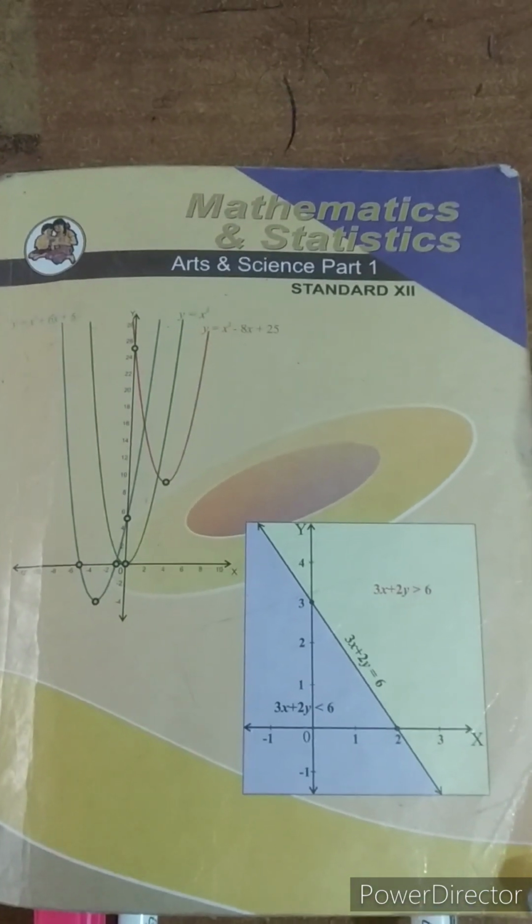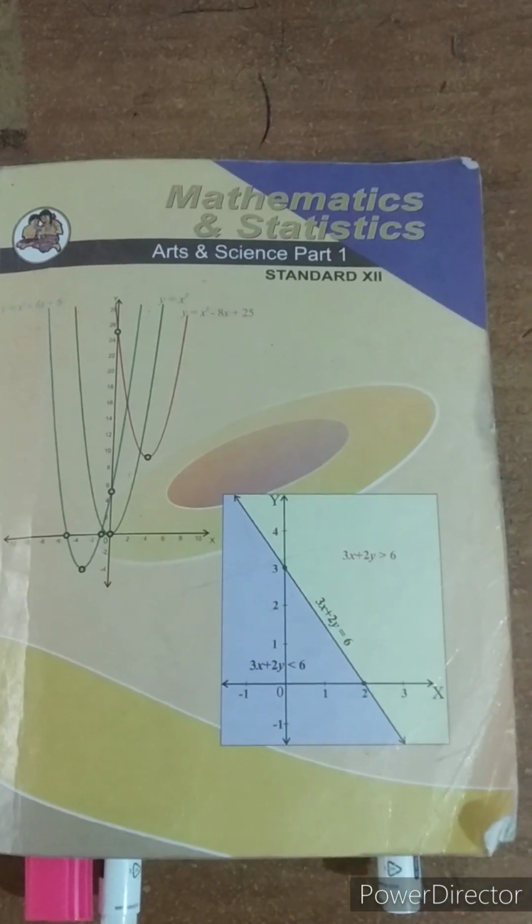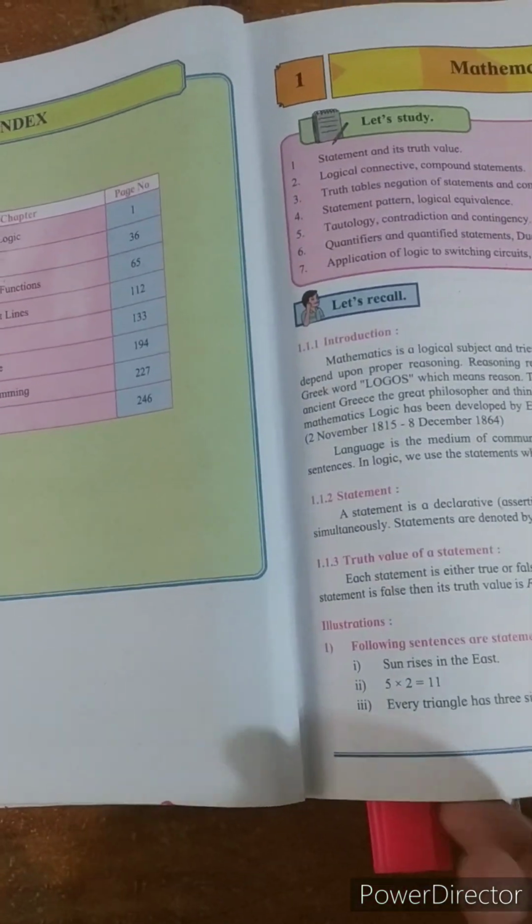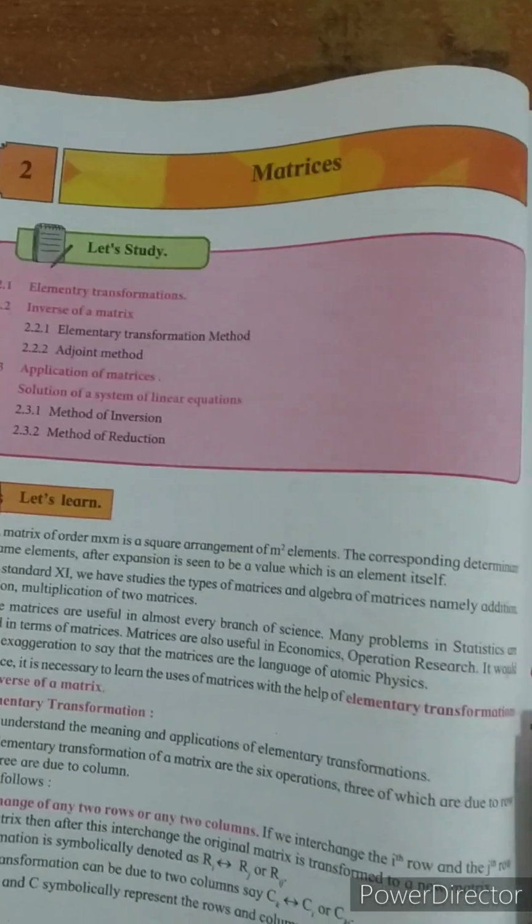Hi friends, today we are discussing Mathematics and Statistics, Arts and Science, Part 1, Standard 12th, chapter number 2, Matrix. Today we are discussing elementary transformations.